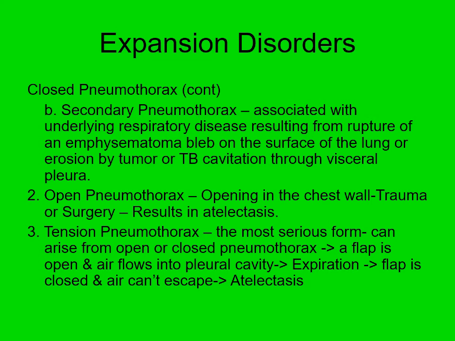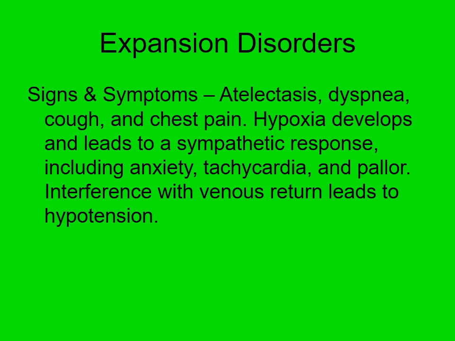Tension pneumothorax is the most serious form. It can arise from an open or closed pneumothorax. A flap is open and air flows into the pleural cavity. On expiration, the flap is closed and the air can't escape, so that results in atelectasis. Signs and symptoms: atelectasis, dyspnea, cough, and chest pain. Hypoxia develops and leads to a sympathetic response, including anxiety, tachycardia, and pallor. Interference with venous return leads to hypotension.